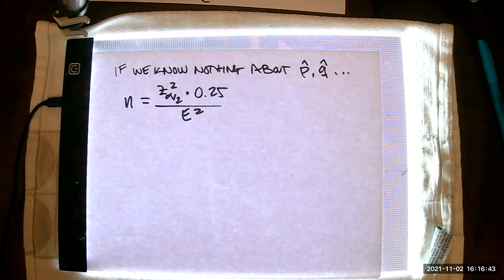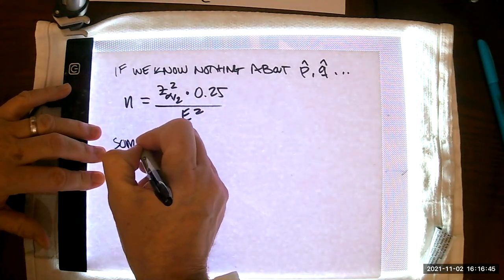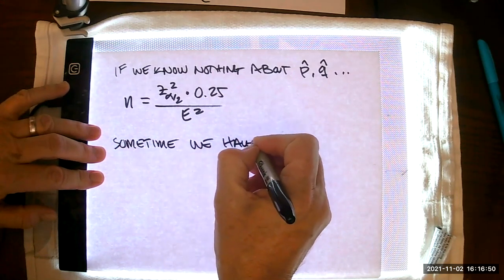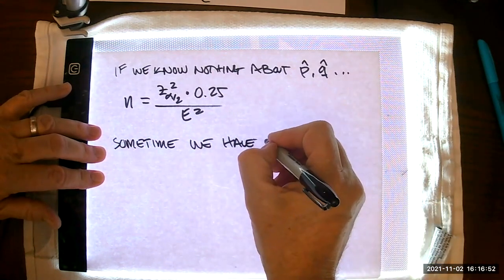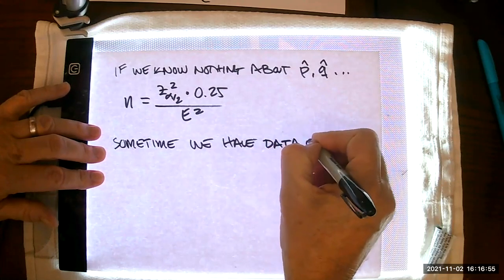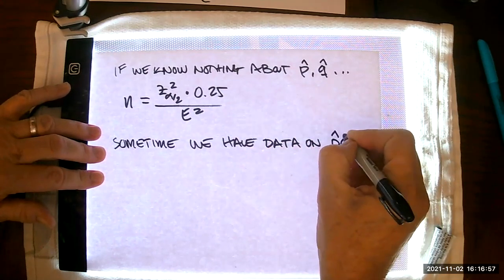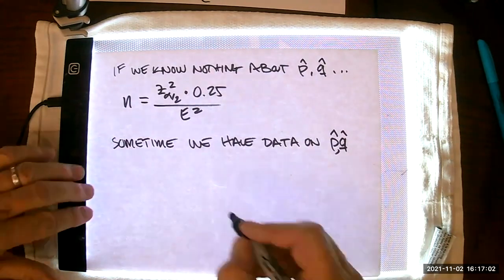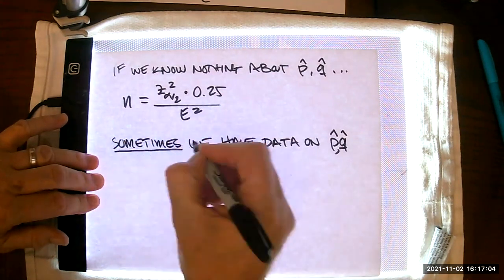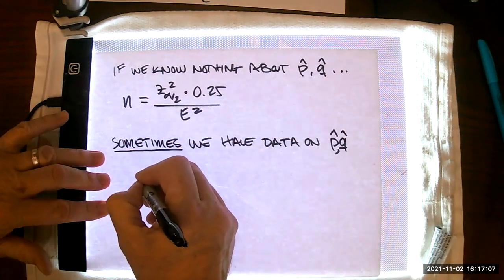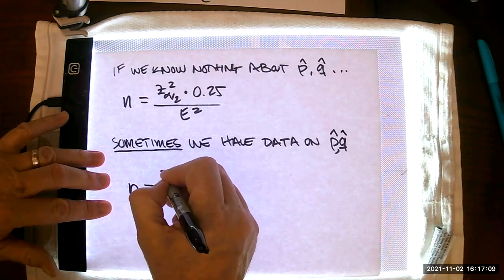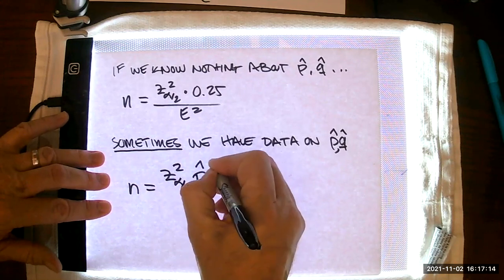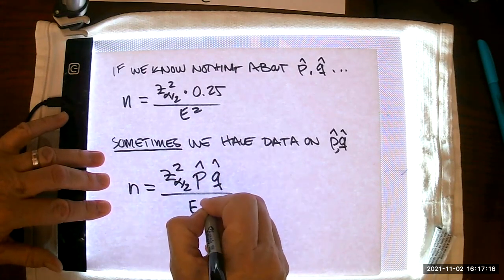However, sometimes we have previous work or previous data to work with. And if I have data on P hat and Q hat, and again, it's only sometimes that I have that data, I can then use that in that first form of the formula, P hat Q hat up here divided by E squared.